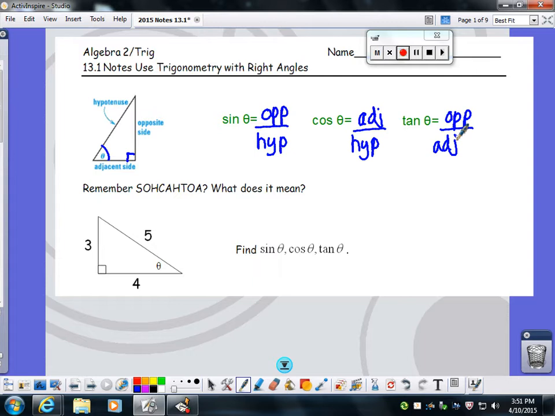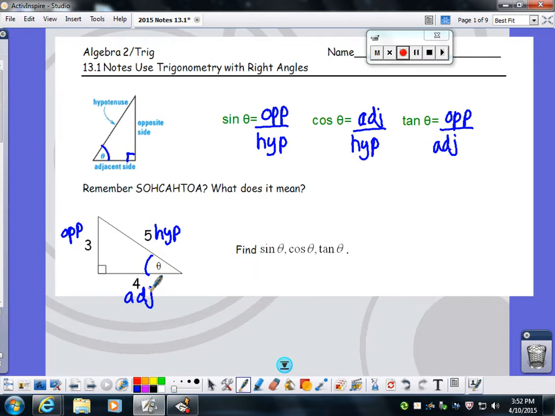We've got the 3, 4, 5 right triangle, one of your Pythagorean triples, and we want to find the sine, cosine, and tangent of theta. Our reference angle is theta. So in this case, our 5 is our hypotenuse, our 3 is opposite, and our 4 is adjacent. It's all in reference to that angle that we're looking at.